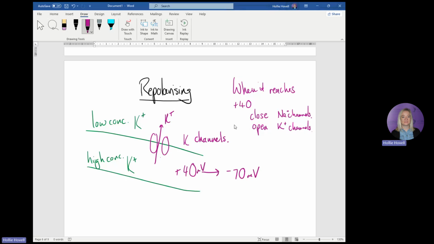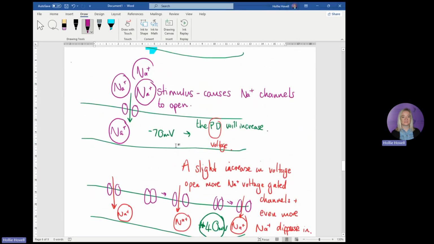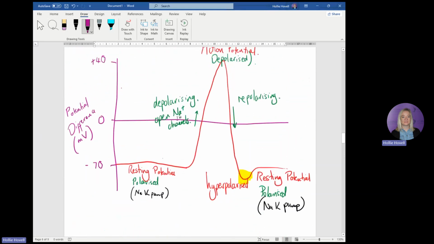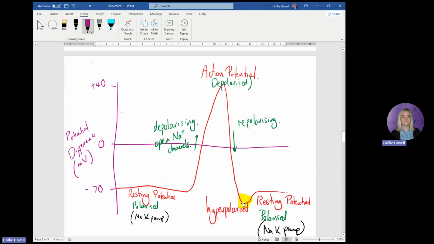Okay. So these are voltage gated channels, which means that it's the charge that causes them to open. So as the charge comes out, the charge is going to go from the plus 40 down, because positive ions are leaving. And in our graph, it's going to come down, and it's going to hyperpolarize, it's going to overshoot, but then it will get back to resting potential again, ready to receive the next action potential when we want to send the next impulse down the neuron.